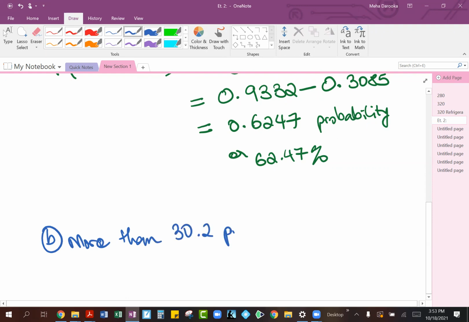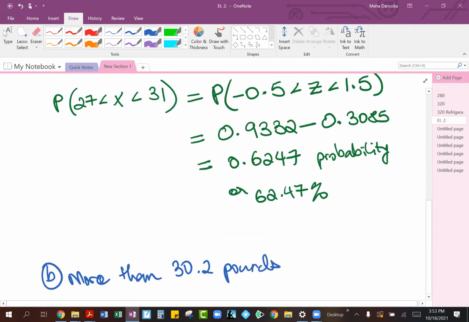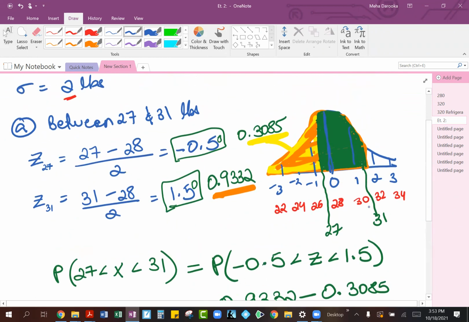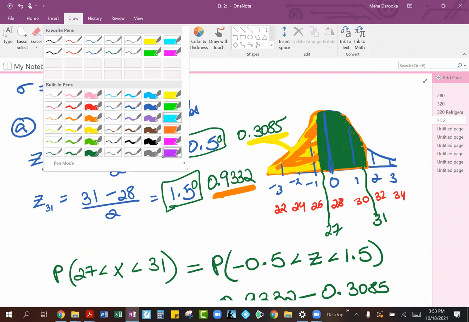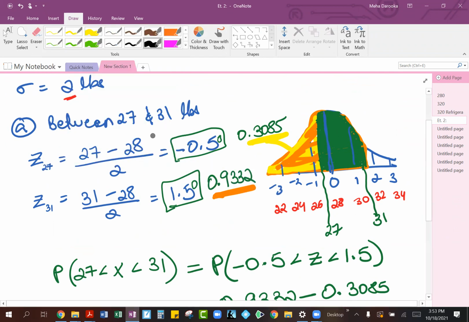More than 30.2 pounds. Well, again, you can see 30 pounds was at one standard deviation. So if we had to do more than 30.2, I guess I'll use black so I can show you. So more than 30.2 is going to be just a hair after that one standard deviation. So right next to it.